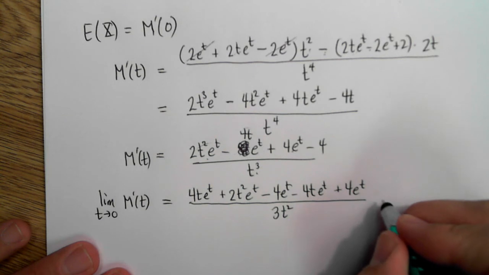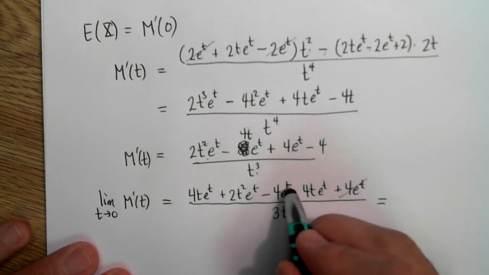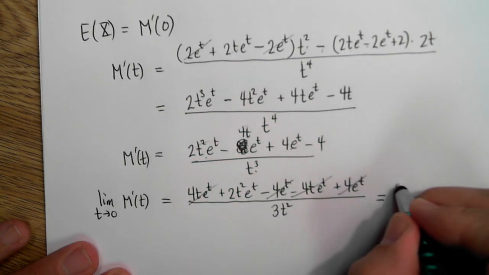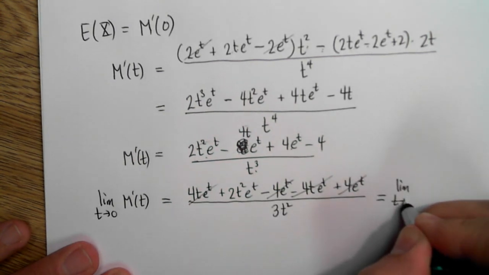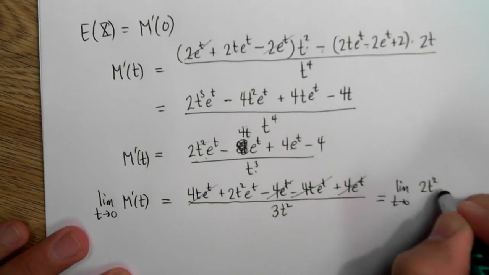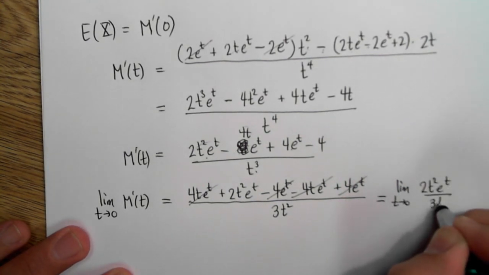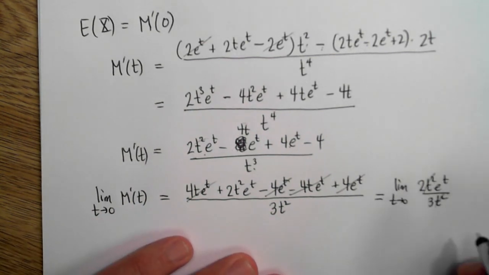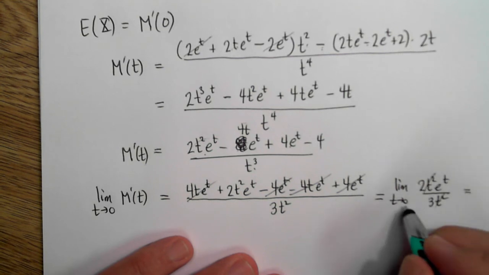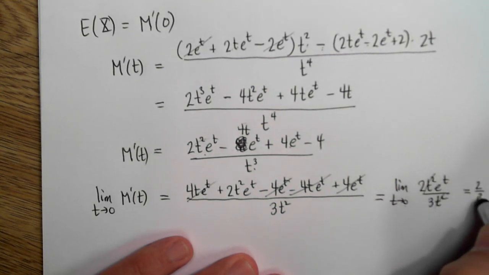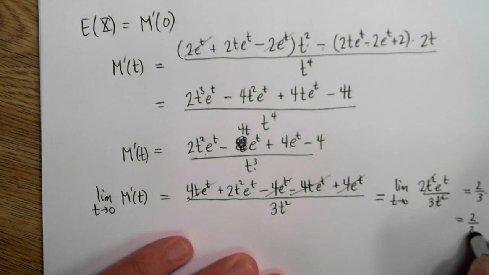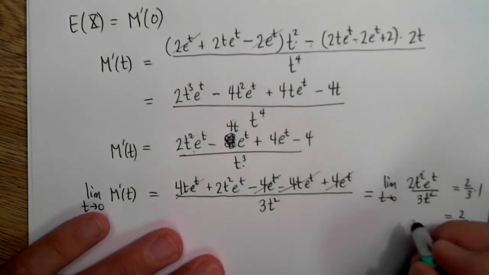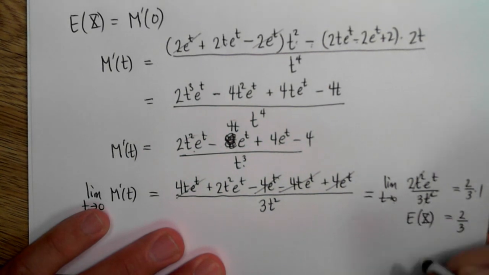Okay, now let's see. How can I simplify this? Well, this cancels this. Also, this cancels this. So that leaves me simply the limit as t goes to 0 of 2t squared e to the t over 3t squared. And clearly the t squareds cancel. And so now I can take the limit as t goes to 0. So I get 2/3 times 1, which is 2/3. Okay, so that is the expected value of x.